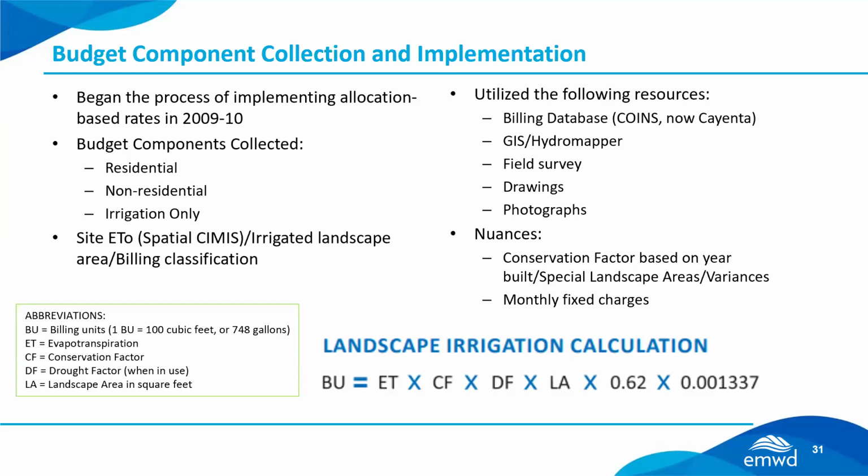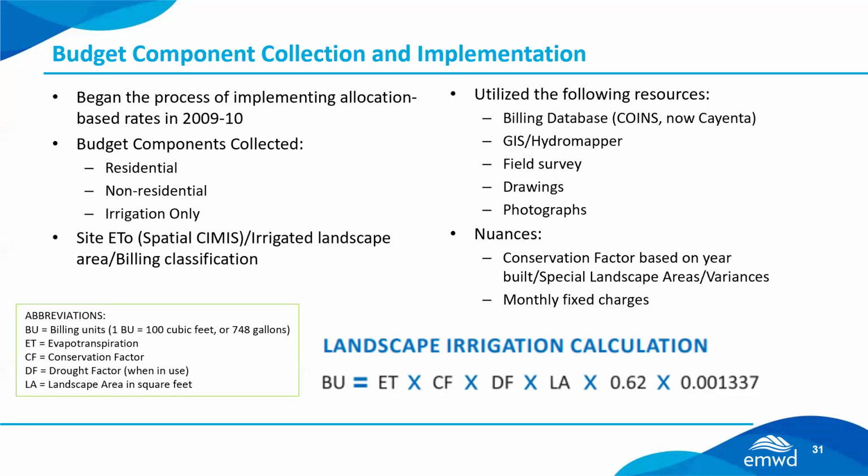So after the residential, several years later, we extended the budgets to irrigation-only, large landscape customers. And then finally, most recently, in 2018, to non-residential, the whole mix of different kinds of commercial properties that we have. We utilized every possible resource we could to get this data. We had interns come in and do heads-up digitizing on ArcGIS. We have several different billing databases that we try to integrate with, going out on field surveys, utilizing drawings that people sent in or that we sent to folks, photographs, everything we could possibly do.